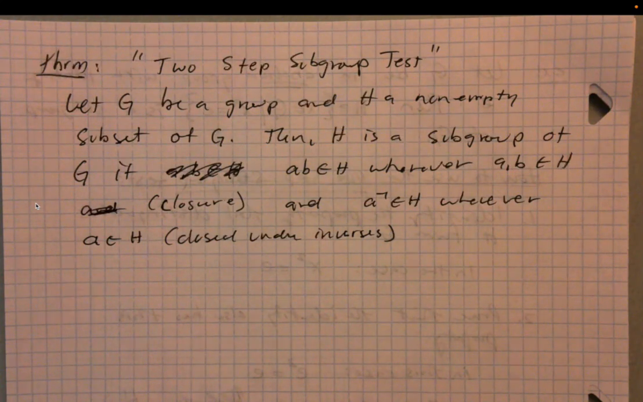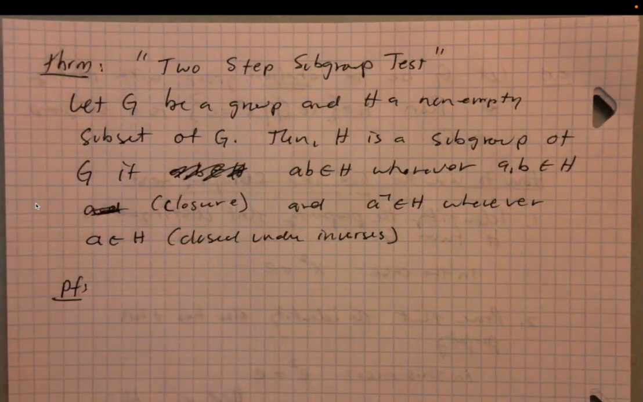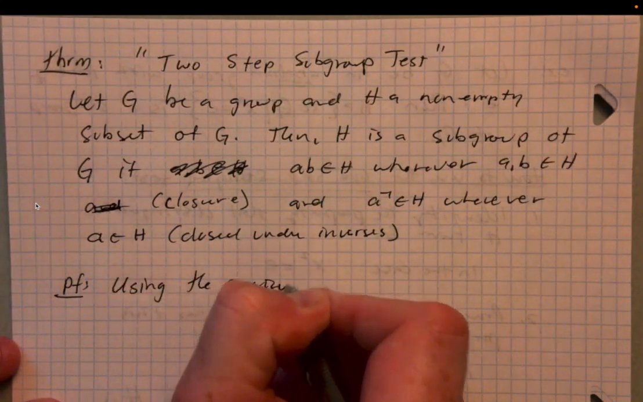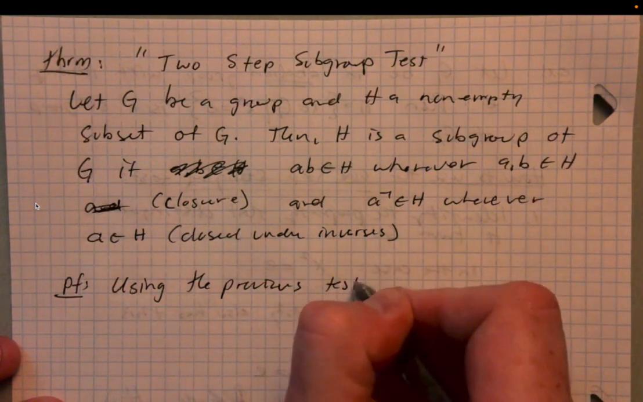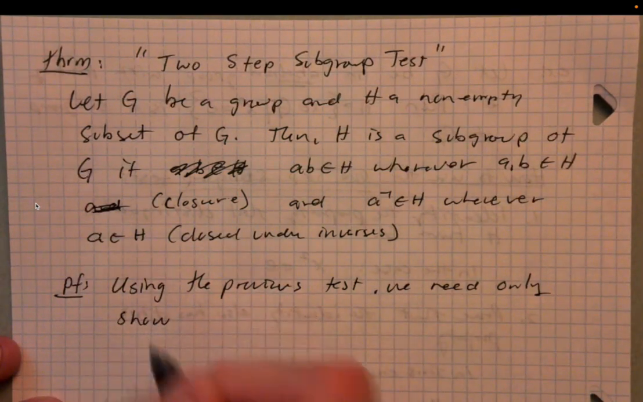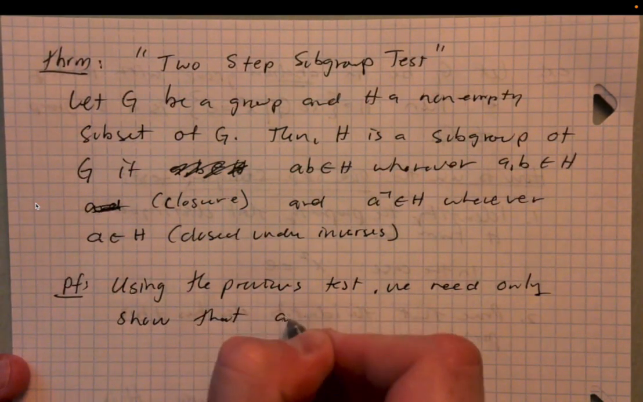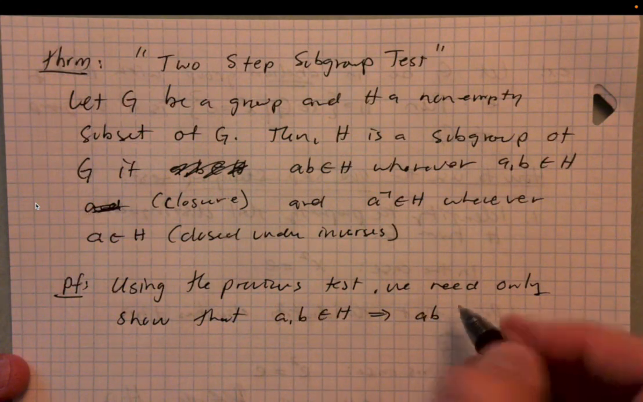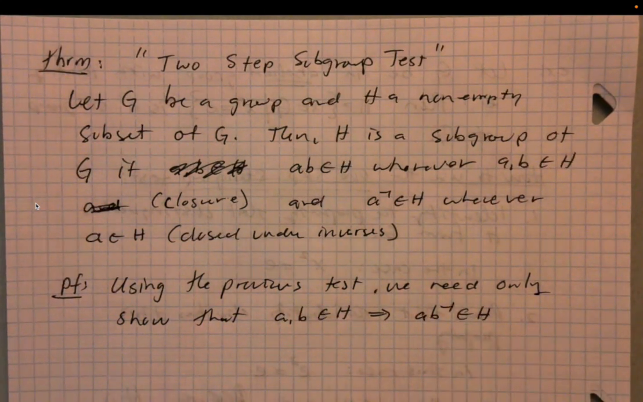Okay. And so this is a really easy proof to use given the previous proof. We can crank this one out really quickly. So really, using the previous test, we need only show that A, B in H implies A B inverse is in H. And once we've done that, then we've proven the two-step subgroup test works as well.